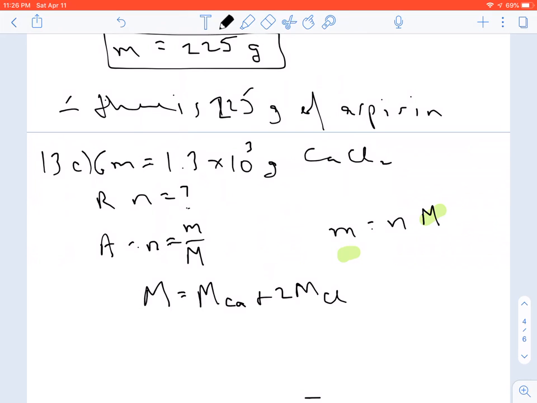Right, now, calcium in the textbook is 40.08. And chlorine, if I remember correctly, is 35.45. Let's just double check. Yes. Okay, so my total molar mass, let's do the calculation here. I'm getting, oh dear.